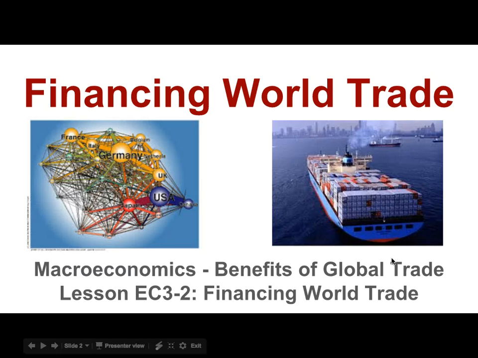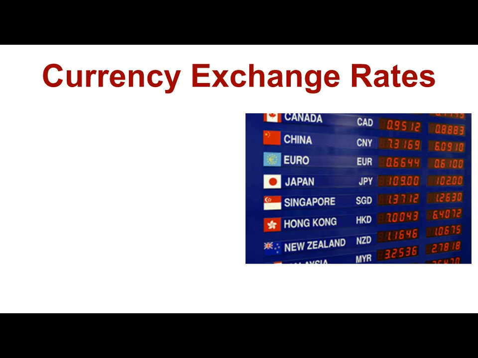Today, we are going to be looking at financing world trade. How does our currency work within this system of global trade? First, we're going to look at currency exchange rates to better understand that.